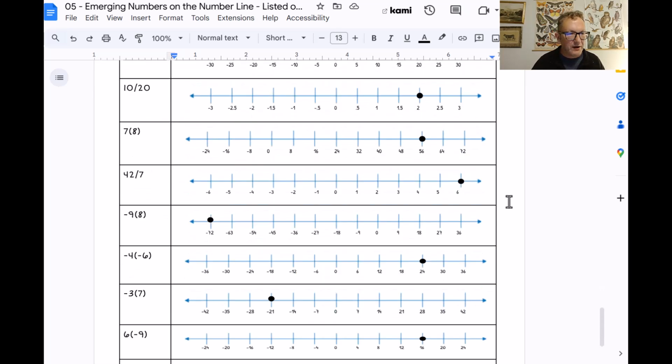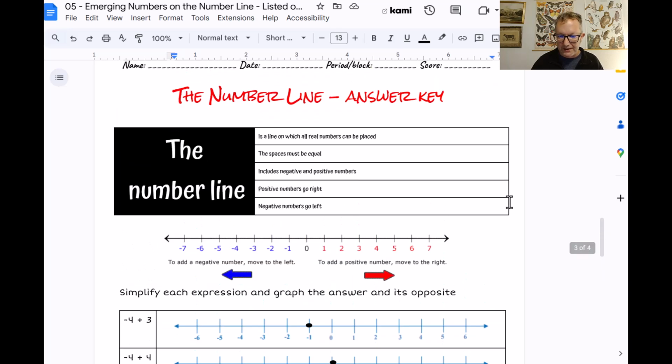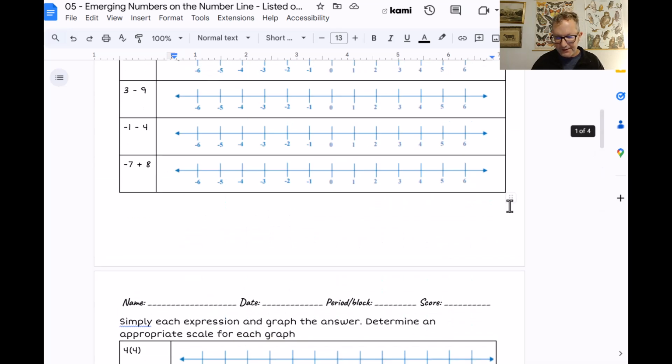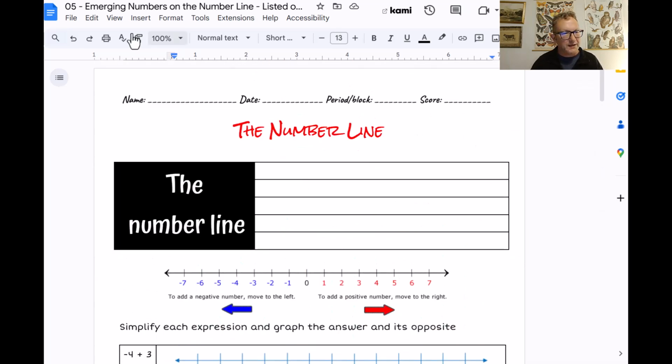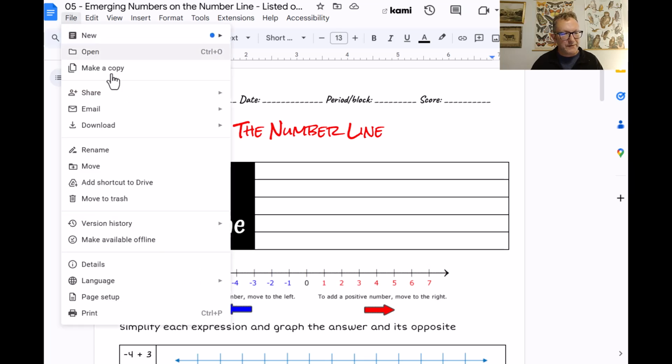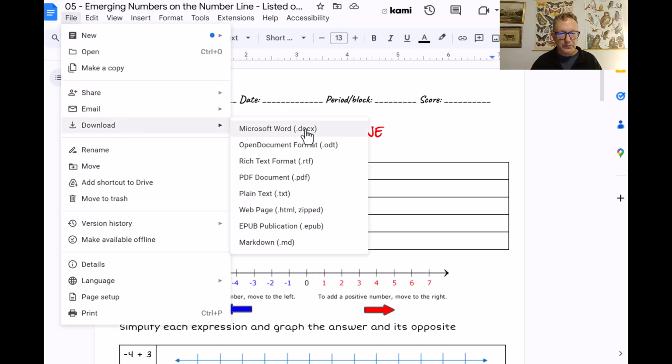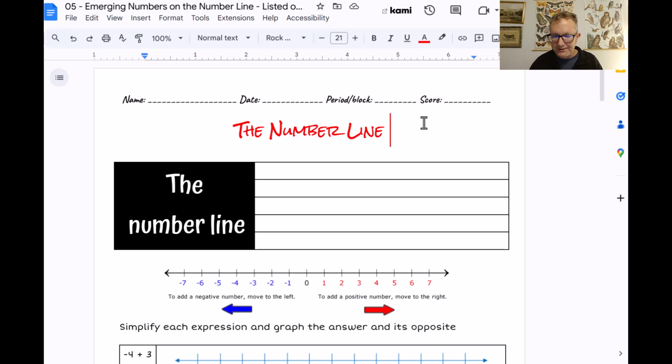So again, this is our emerging numbers on a number line worksheet. It's easy to edit. It's a Google document. If you're a Microsoft school, you go to File, Download, Word Doc. We try to make the graphics not very intensive, in case you do have to convert it. You can drop it into Google Classroom super easy, and you can make whatever changes you want super easy.